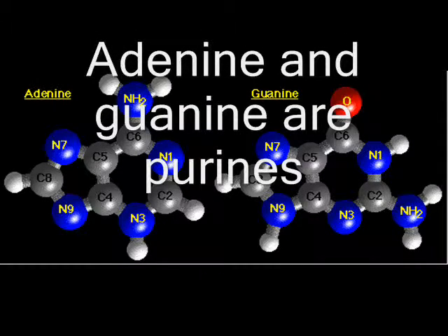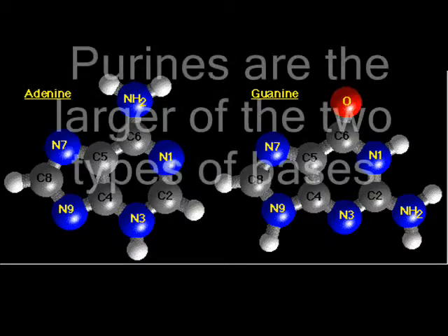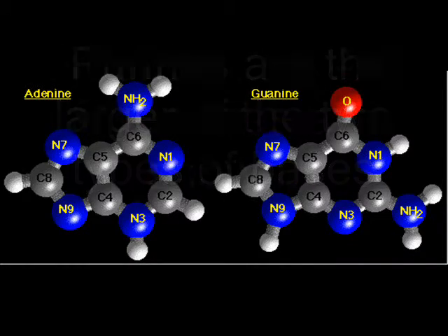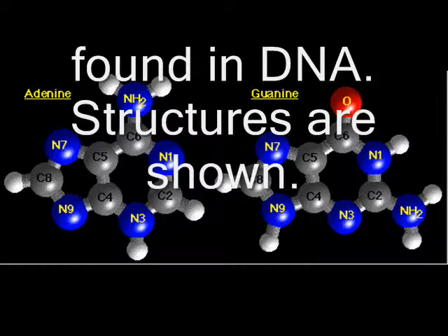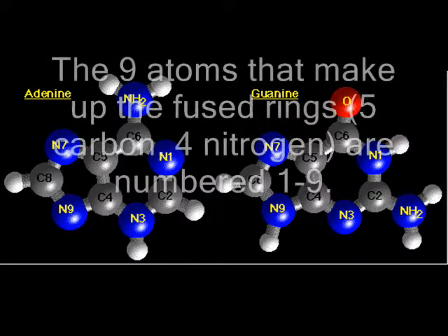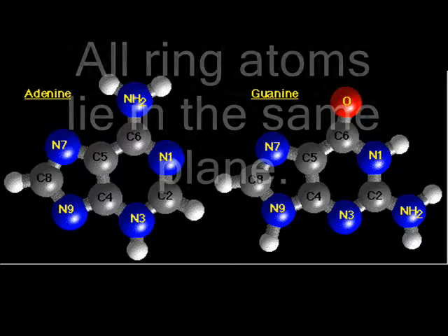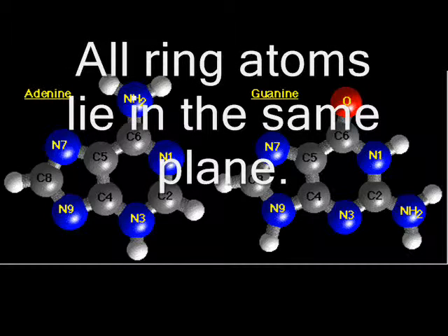Adenine and guanine are purines. Purines are the larger of the two types of bases found in DNA structures, shown here. The 9 atoms that make up the fused rings, 5 carbon and 4 nitrogen, are numbered 1 to 9. All the ring atoms lie in the same plane.